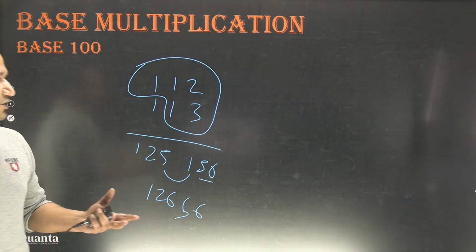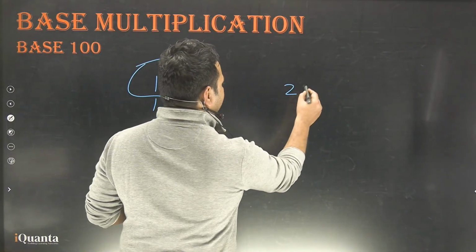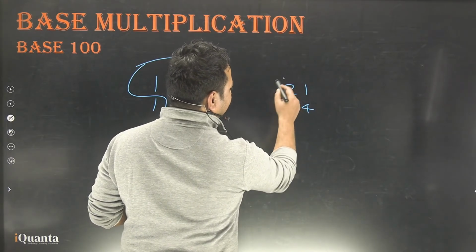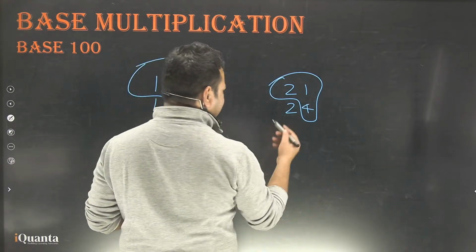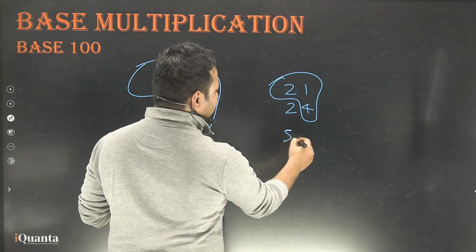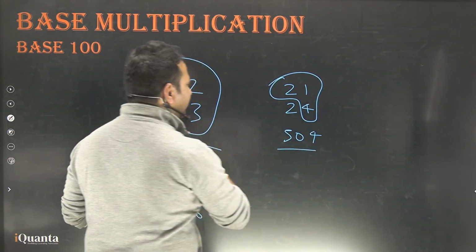Prashant, yes, of course we can do that. For example, 21 and 24, draw the map of Africa. 21 plus 4 is 25, but the base is 20, we need to multiply by 2. 25 multiplied by 2 is 50. 1 into 4 is 4, we got the answer.